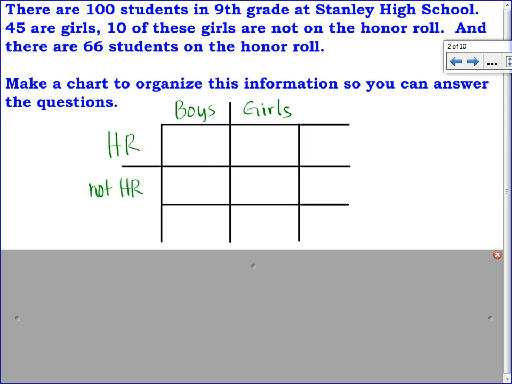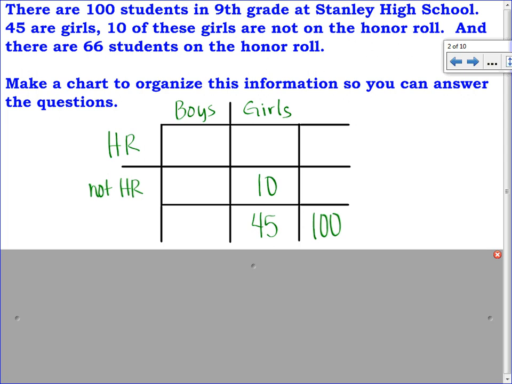So we have a total of 100 students in the 9th grade. Where is that going to go on the chart? Well, that's the grand total. So there's 100 kids in the 9th grade at this high school. There's 45 girls. Well, that's the number of total girls, so that's going to go here. There's 45 girls in the class. 10 of these girls are not on the honor roll. If we look at that cell on the table, that's going to go right here. There's 10 girls that are not on the honor roll. That goes in that block.